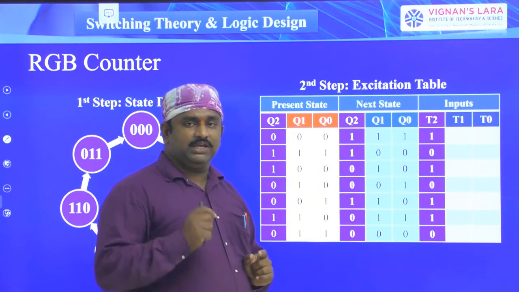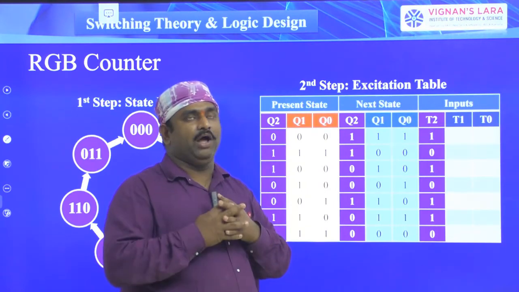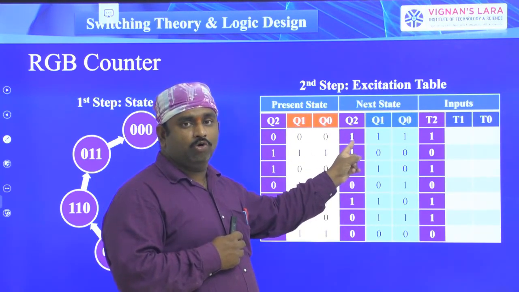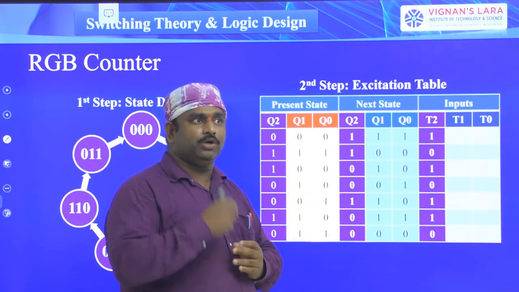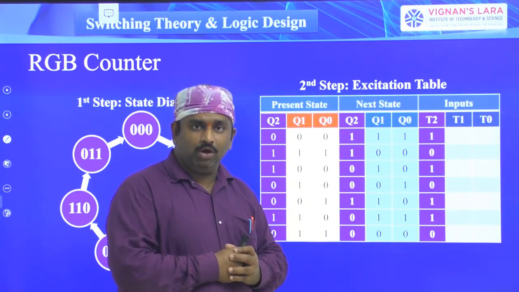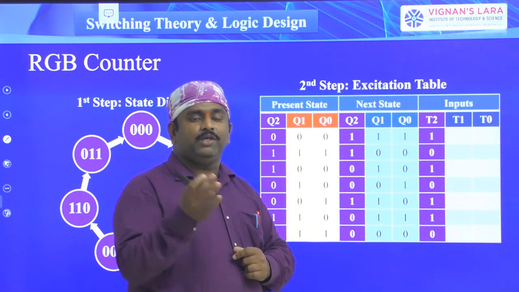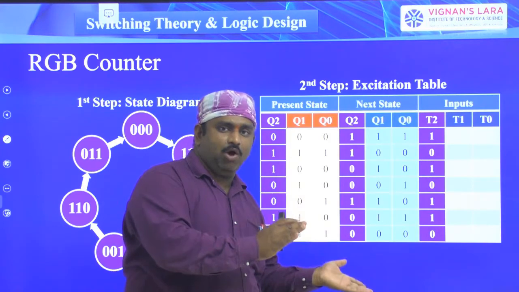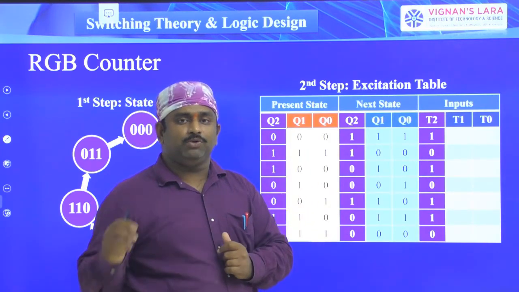For T flip-flop, I have to think that I am using a T flip-flop. For the T flip-flop, the output is 0. The next state output is 1. So the output is shifting from 0 to 1. Then what is the input? So we know the T flip-flop operation. If the T input is equal to 0, then there is no change in the output. If the T input is equal to 1, then the output is shifting from 0 to 1 or 1 to 0. That is, the previous output is complemented to the next state output with respect to the clock.